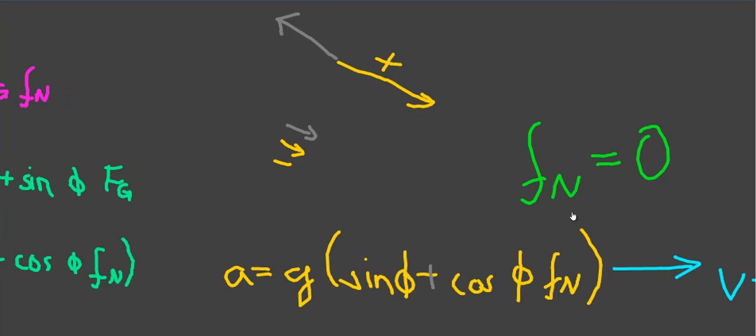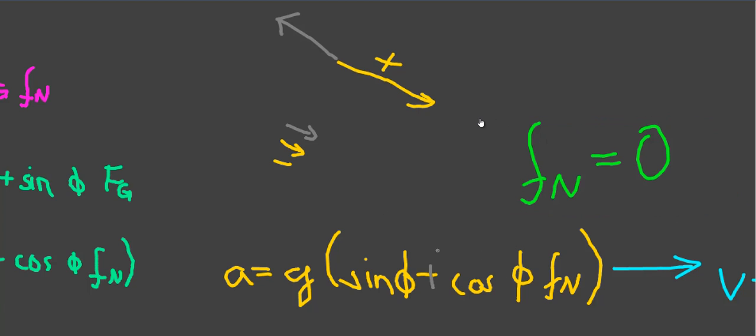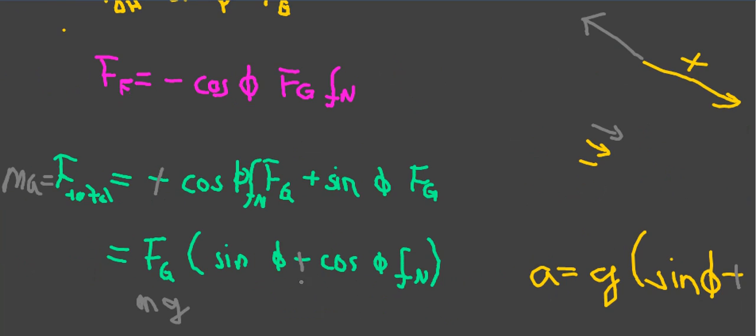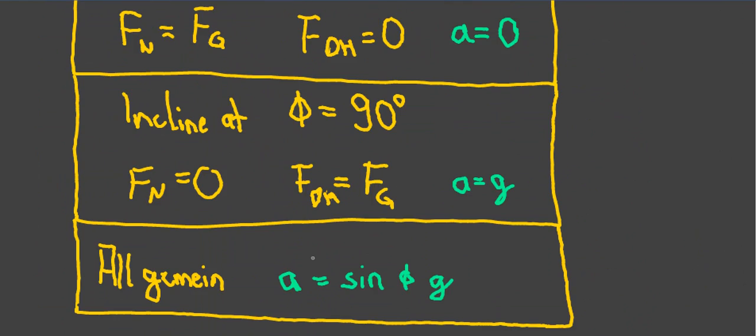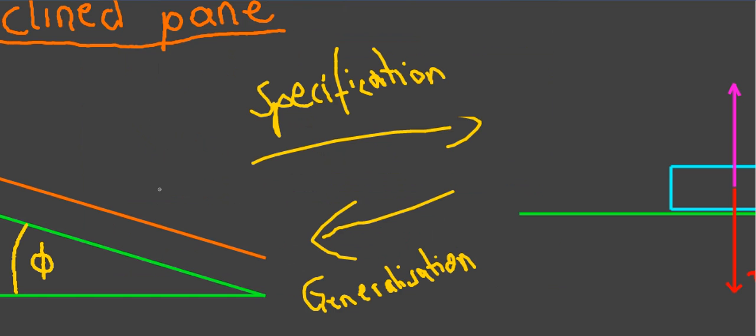Now what's interesting is if we take Fn equal to 0. That's very interesting, because we're going to see one interesting fact if we do that. This whole term here is 0, and we don't care about the plus or minus anymore, and we get g times sine of phi. Now, if we remember correctly, g times sine of phi was actually what we had up here, because we actually used, without even knowing, the principle of specification and generalization.